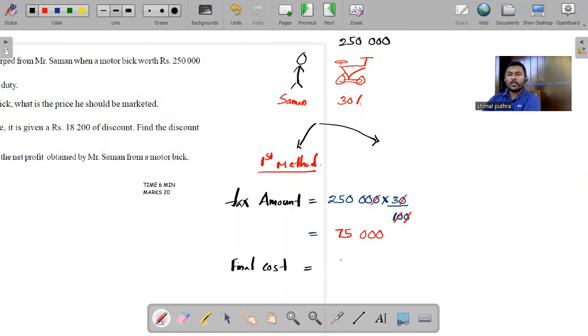Final value or final cost of the motorbike. He already paid 2,50,000 for the foreign country. That's why he bought it to Sri Lanka. Then he paid 75,000 for the Sri Lankan government.